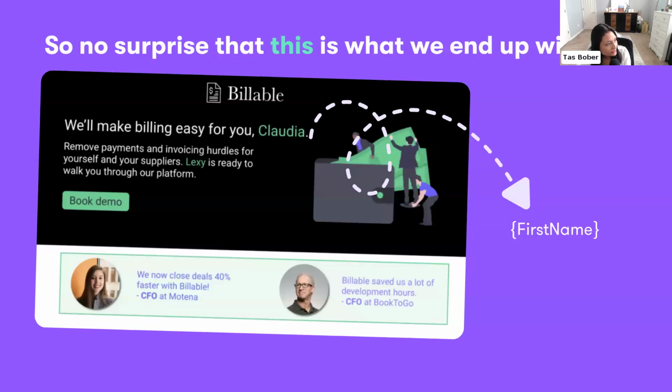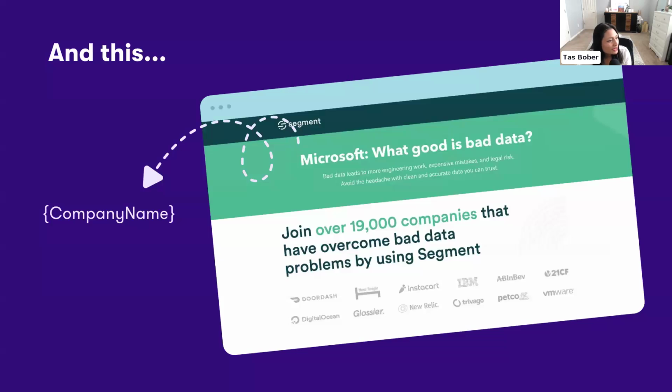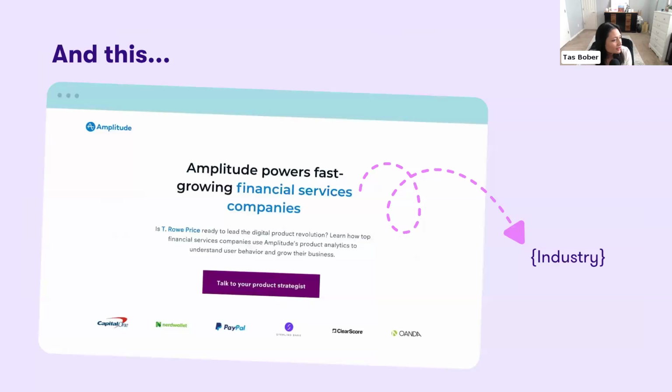There's your first name token. Okay. Hey, Microsoft, what's up? Do you know what good is bad data? I don't know. Okay. Hey, guess what? We work with financial services companies. I can tell you right now.